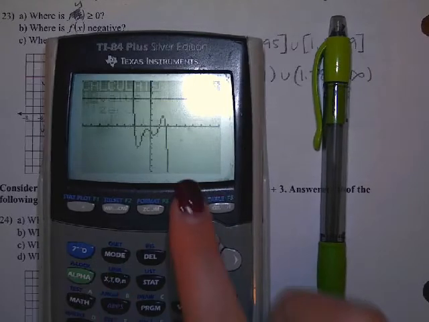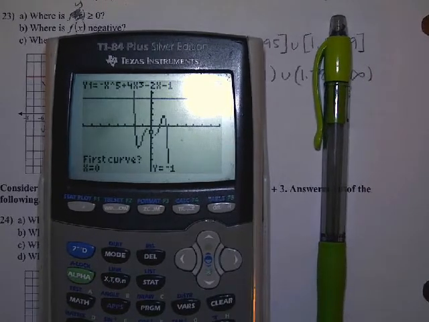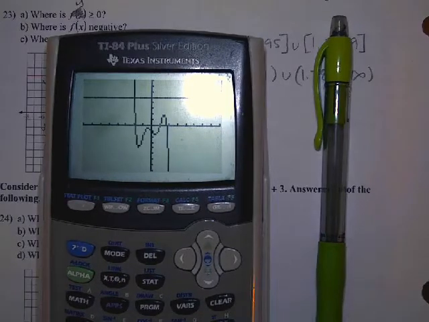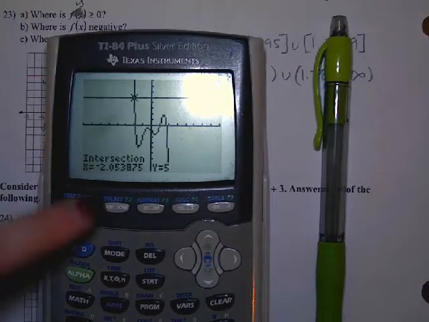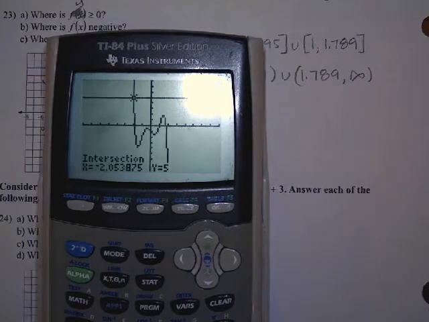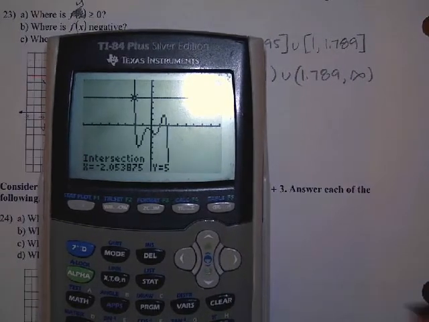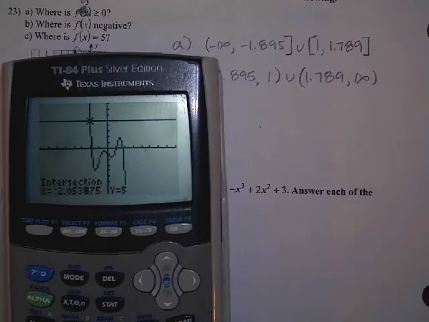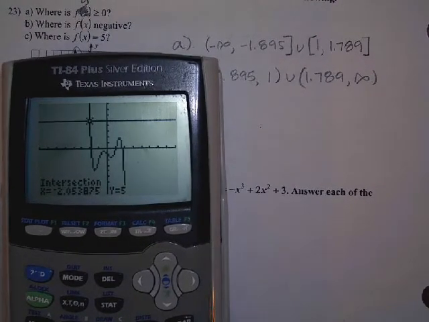Now I'm going to do second trace number 5 and press enter, enter, enter. You don't have to move it because there's only one intersection, so it will automatically find it. And so when I find this intersection, the question was where is the y coordinate 5? What type of answer do I write for that?